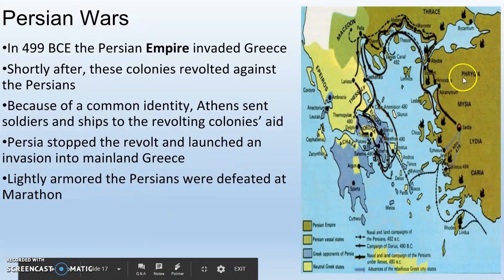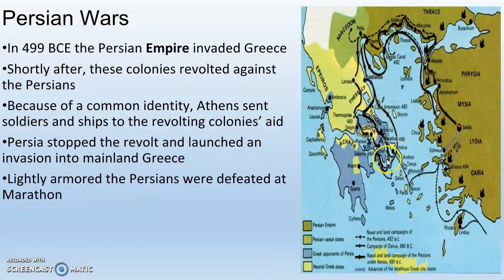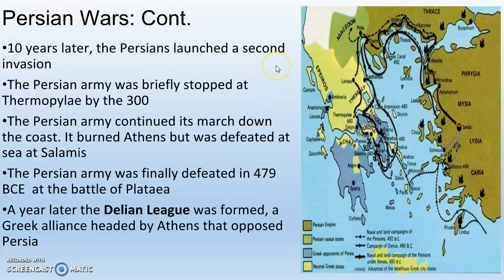This is a great map of the Persian invasion. We can see where they went all the way down the Greek peninsula and then back up on their way home. 10 years later, the Persians launch a second invasion. The second invasion is briefly stopped at the Battle of Thermopylae by the 300. Great movie if you've not seen it. Persian army continues its march south. It burns down the city of Athens, but is ultimately defeated at sea at the Battle of Salamis.